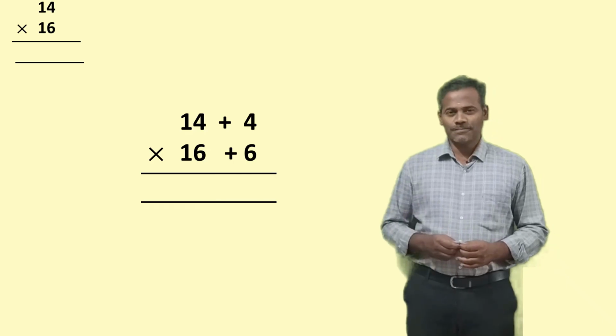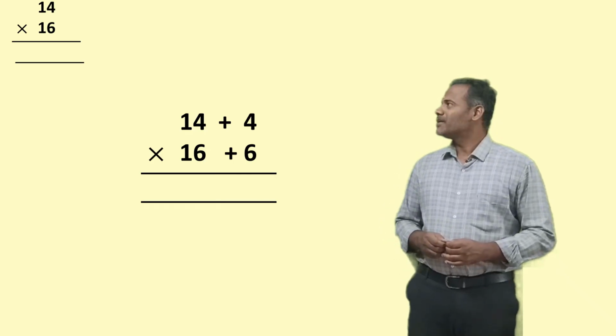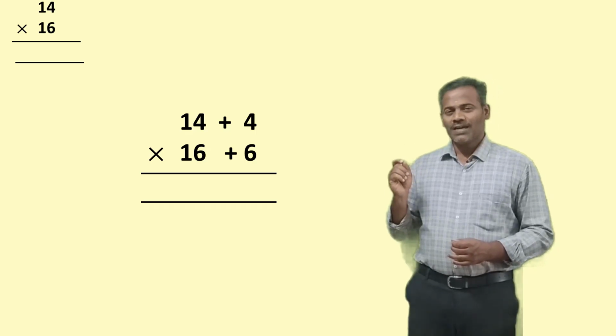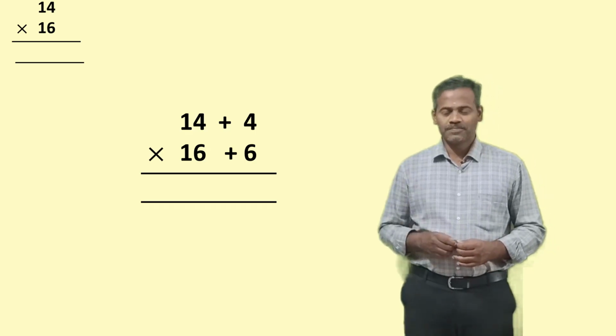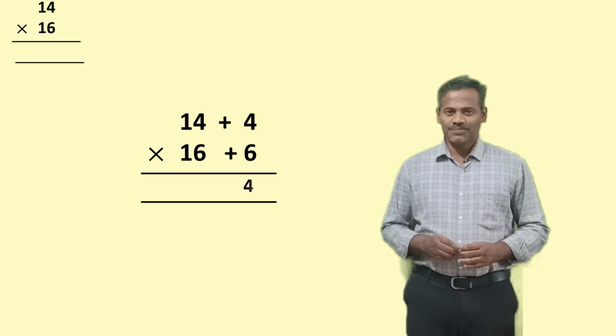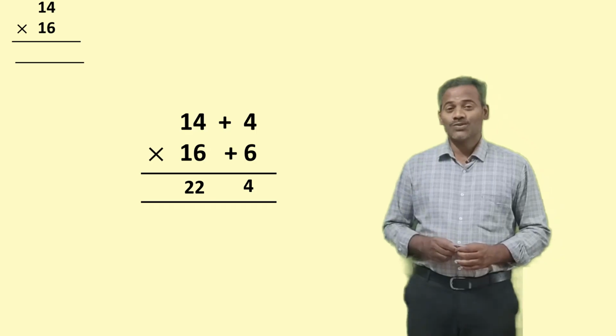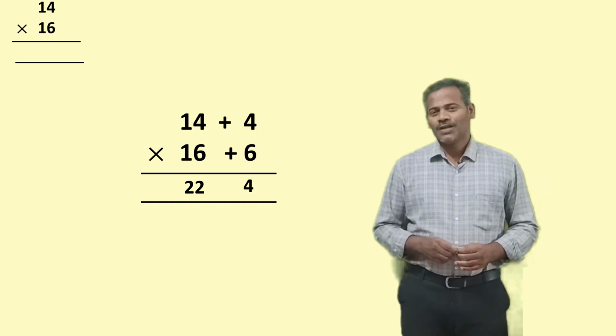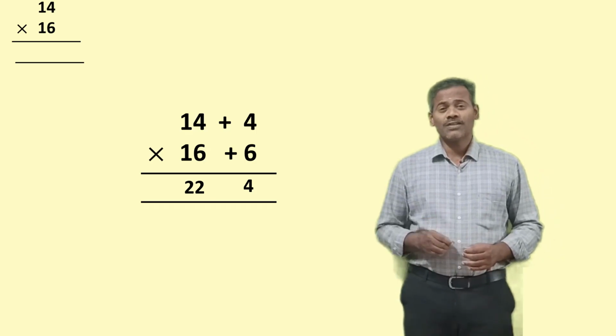So let me move to the second problem, 14 into 16. So how can we write this? Yes, this can be written as 14 plus 4 and 16 plus 6. Now children, how do we do this problem? So we will go to the right side. 4 into 6, what is the answer? 24. Now children, shall I write 24 there?